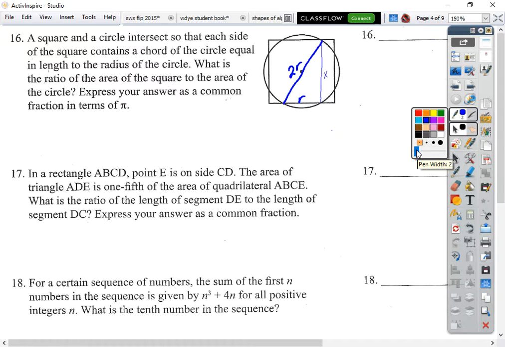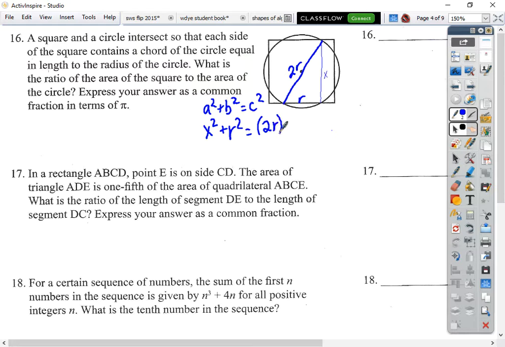So let's use the Pythagorean theorem to figure it out. The Pythagorean theorem tells us that a squared plus b squared equals c squared. So let's plug in some numbers. We know that for a, let's call that our x, so x squared plus r squared equals (2r) squared. Let's do some simplifying, so that we have 4r squared equals r squared plus x squared.